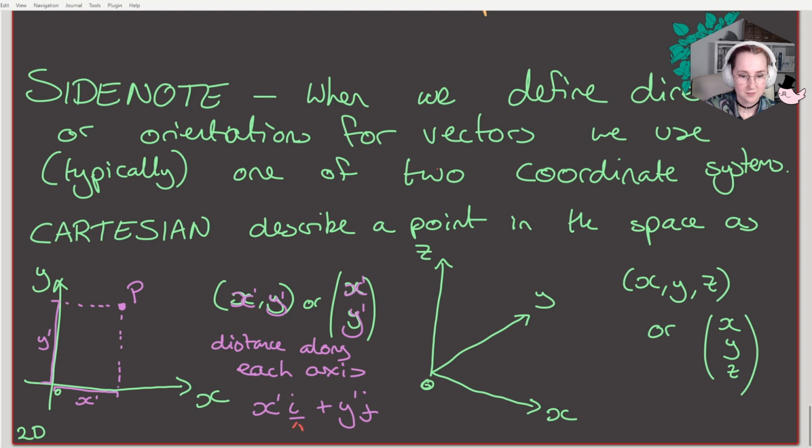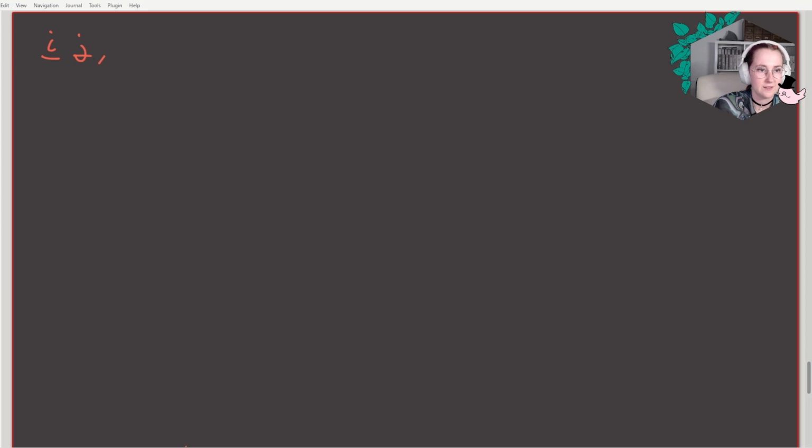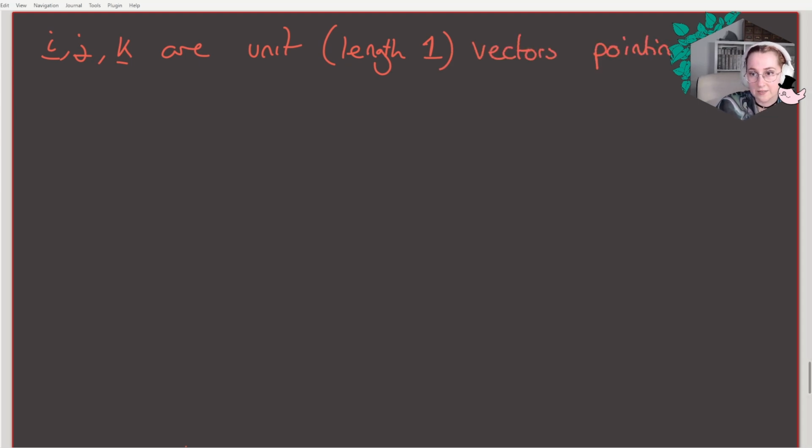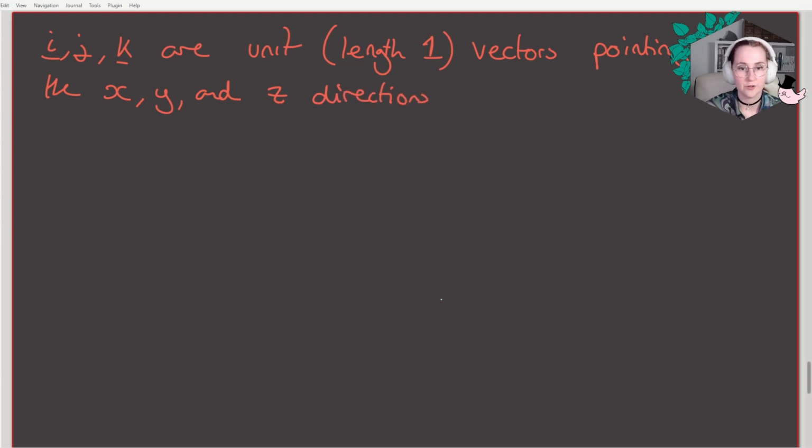So i, j, k in the z direction are unit, and unit here means length 1. I can spell. Length 1 vectors pointing in the x, y, z directions. Okay, so if I were to draw it out in full, you have your axes which go on plus and minus infinity in each direction, z, y, x. And then you have tiny little vectors of length 1.